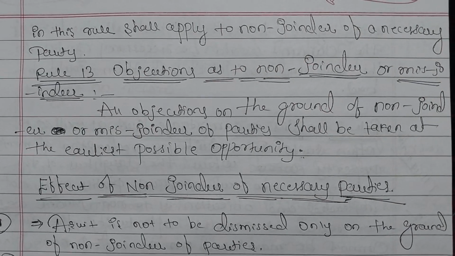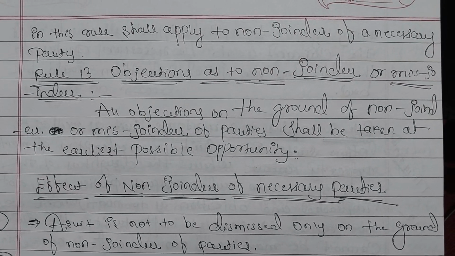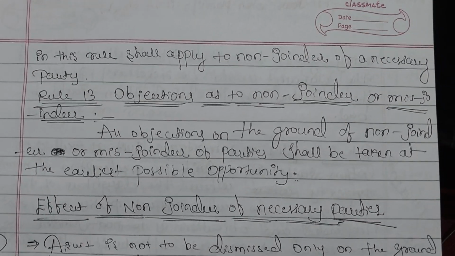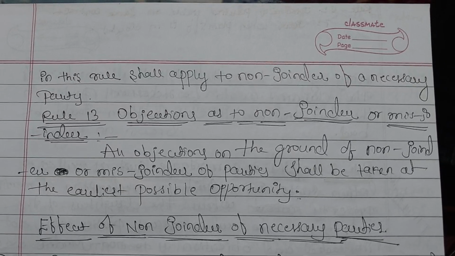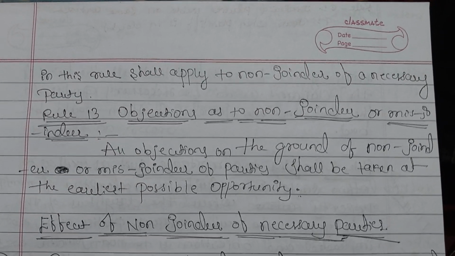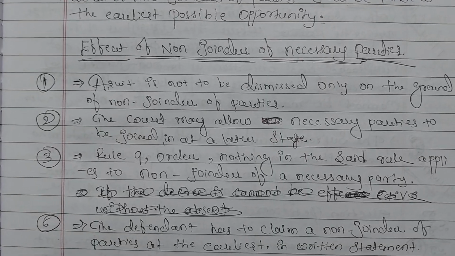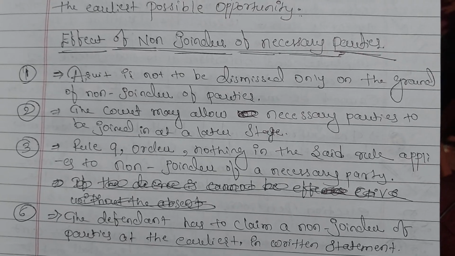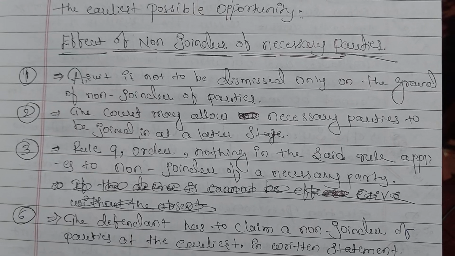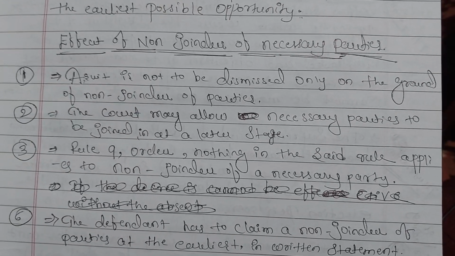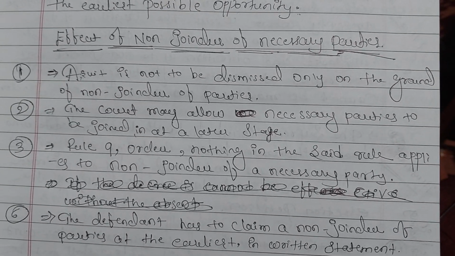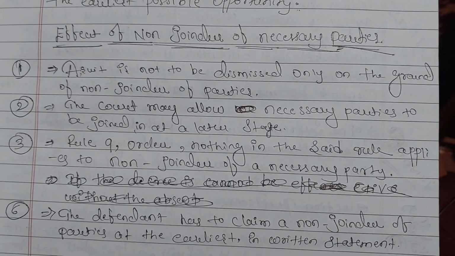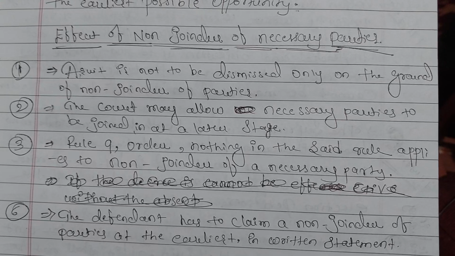All objections on the ground of non-joinder or misjoinder of party shall be taken at the earliest possible opportunity. Effect of non-joinder of necessary party: a suit is not to be dismissed only on the ground of non-joinder of party. The court may allow the necessary party to be joined at a later stage.